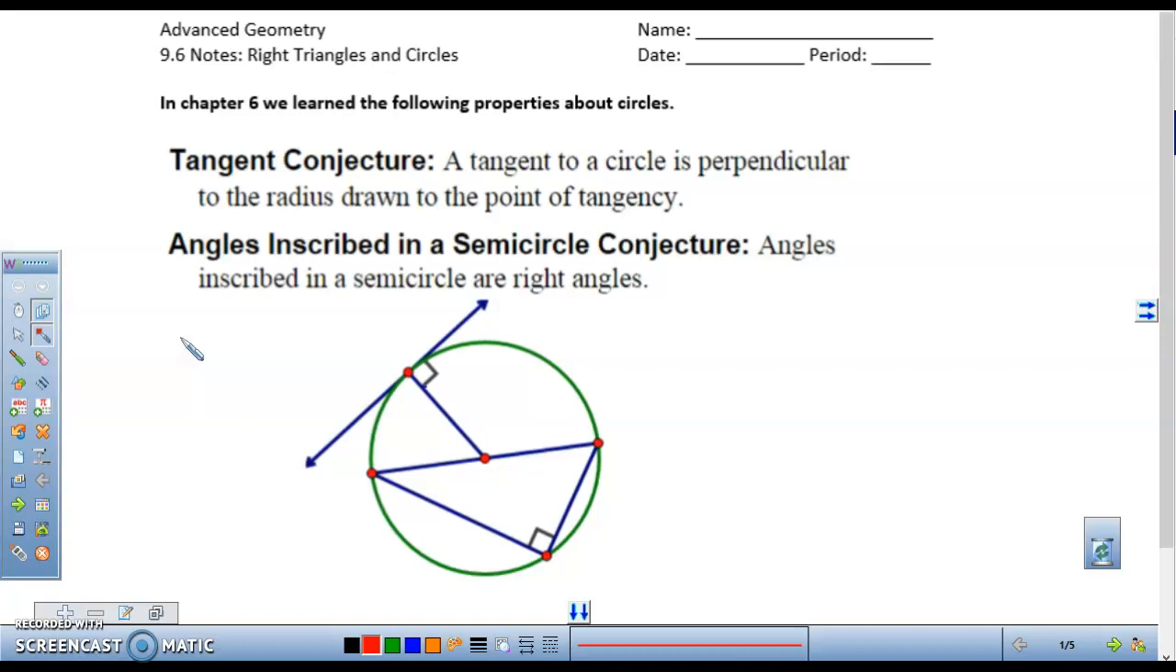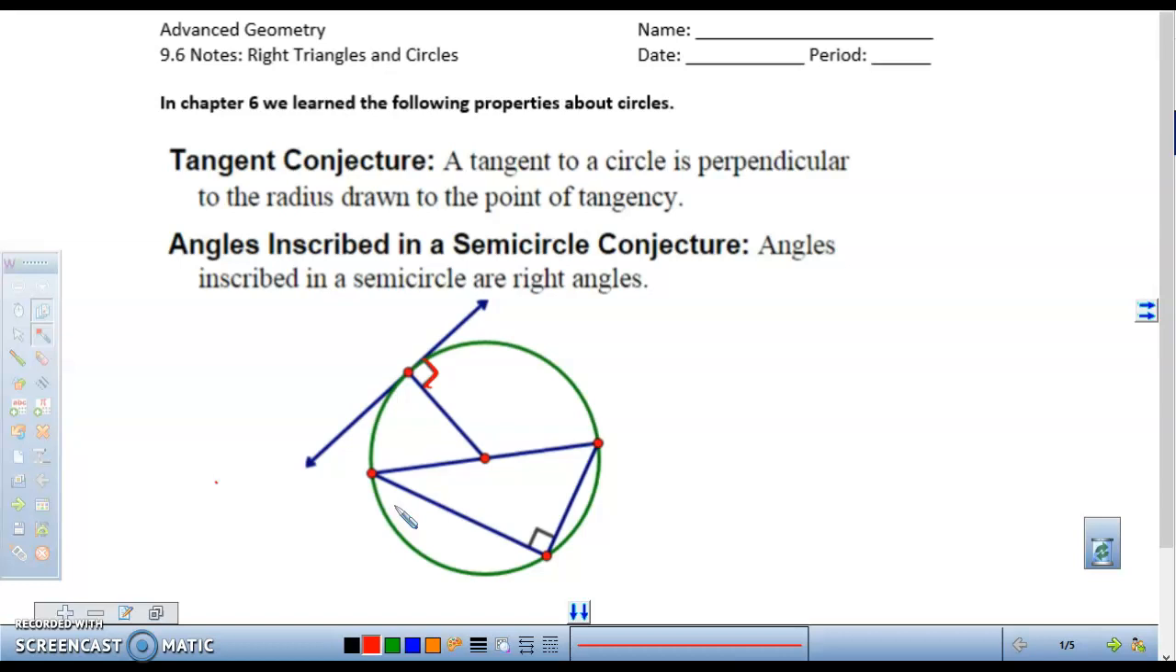So, 9.6 is going to be about allowing us to apply what we learned about right triangles and also what we learned about circles back in chapter 6. So, a couple things to remind you from chapter 6. We learned that whenever you have a circle and you have a tangent to that circle, the radius of the circle and the tangent always form a right angle. Now, why is that important? Because what we're learning now is all about right triangles. And when you have a right angle, you can make a right triangle.